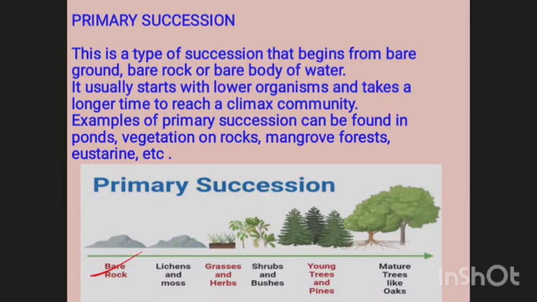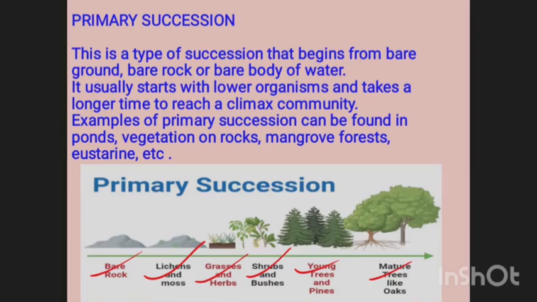So as you can see, once the rock is left bare, lichen and mosses begin to grow on it, and lichen and mosses are replaced by grass and herbs. Grass and herbs are replaced by shrubs and bushes. They are also replaced by young trees and pines. Then we have mature trees like oaks. This is how succession takes place. So it's a gradual process.